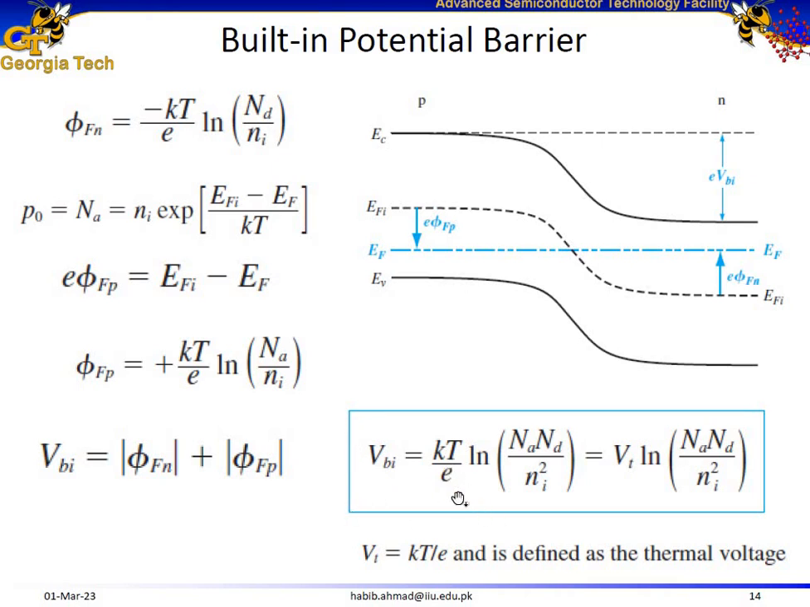Vbi is equal to kT by q. kT by q is thermal voltage. Its unit is volts, and its value is 0.026 electron volts, or 26 millielectron volts.